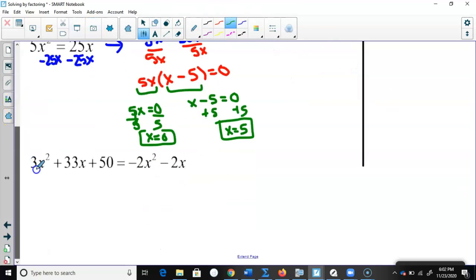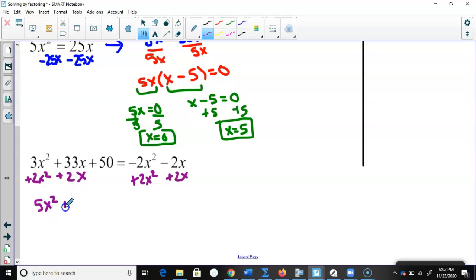The last problem I picked because it's got a couple more terms over here, just so it doesn't throw you a curveball when you see it on the homework. Again, we need to add this so it's equal to 0, 2x squared, and add 2x. We bring it with the like term, so we're going to add 2x squared here, and we're going to add 2x here. That's going to give me 5x squared plus 35x plus 50 equals 0.